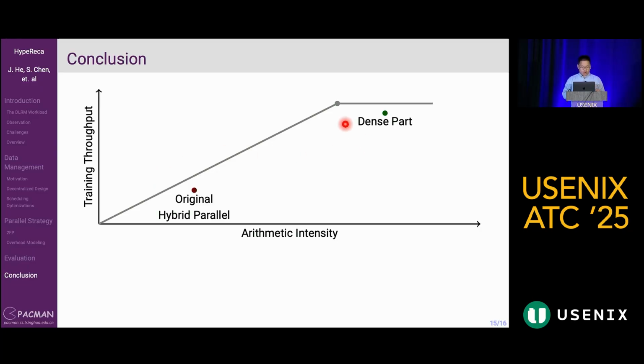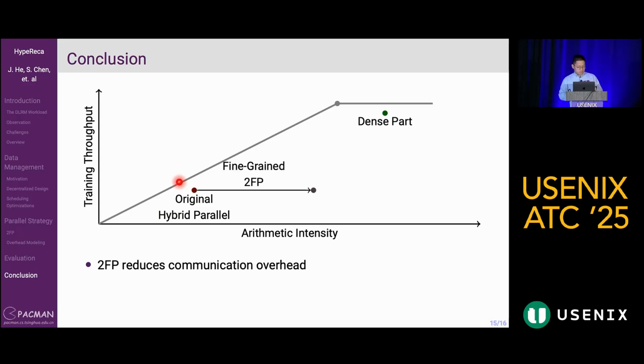While the dense part of the DLRM has high arithmetic density, because it typically consists of highly optimized GEMM operations, the communication overhead brought by the original hybrid parallelism is very high, because we need to reorganize data, so it drags the point down to this part. So if we use our fine-grained 2FP parallelism strategy, that is to replicate some frequently accessed items, it can reduce the communication volume, so it can move the point to the right. But now the bottleneck is the data management overhead.